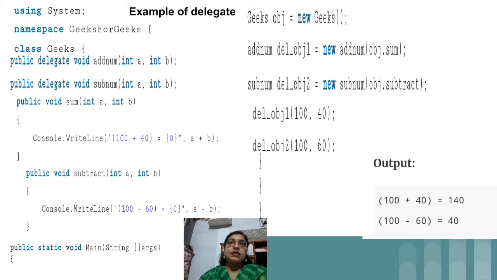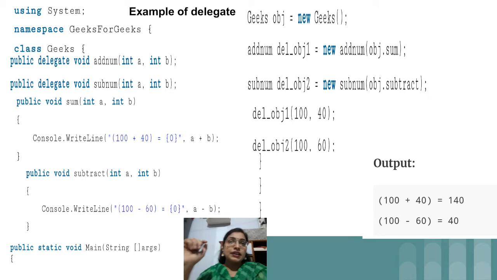Within that class I have declared two delegates. The first one is add num and the second delegate is sub num. Both the delegates are having two parameters. So whenever we create a method related to addition and subtraction, that method should have the same number of parameters. And for both the delegates we use void as a return type, so void also should be present while declaring the method. So the first two lines, we have declared two delegates, add num and sub num.